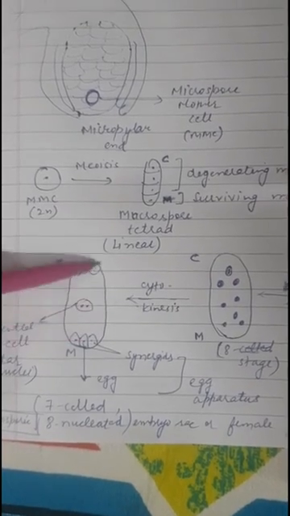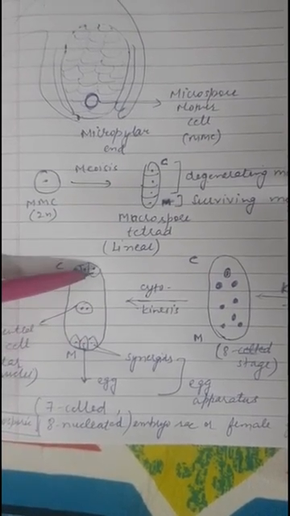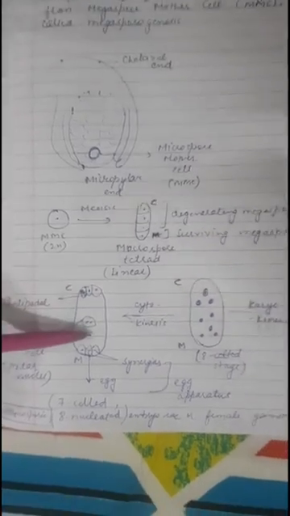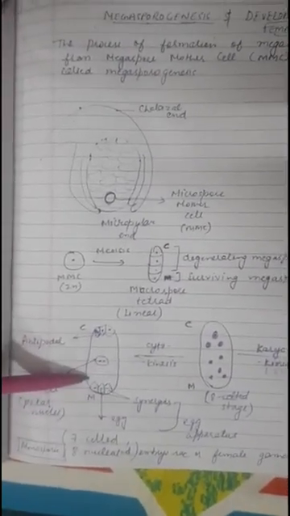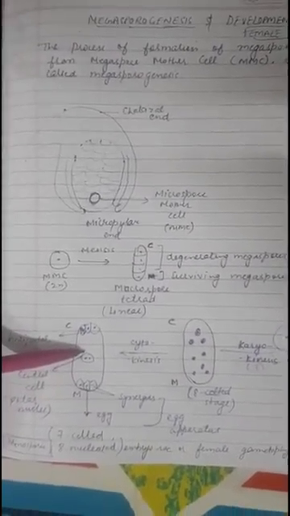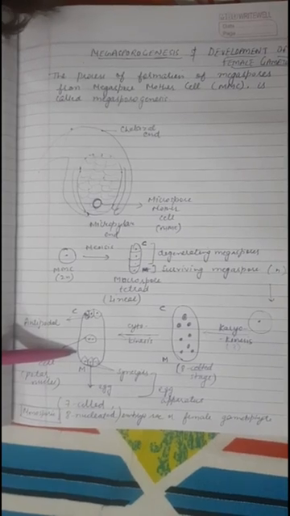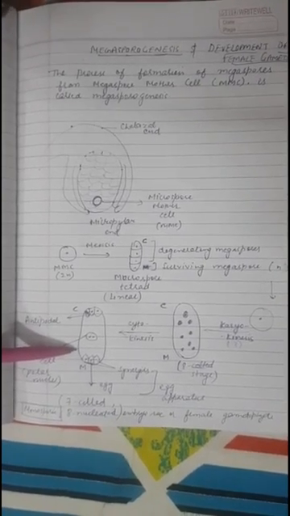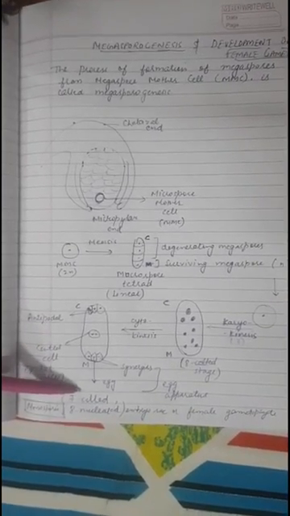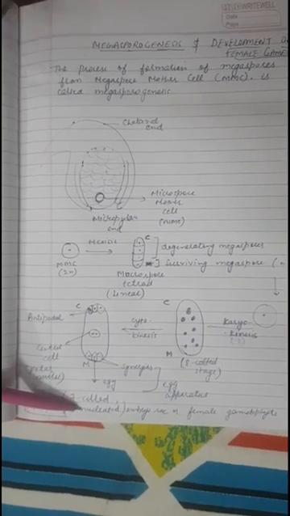So here you can see this structure, how many cells are there? 1, 2, 3, 4, 5, 6 and 7. So 7 cells, and how many nuclei? 1, 2, 3, 4, 5, 6, 7, 8. So 8 nuclei. This structure is called a 7-celled 8-nucleated structure.